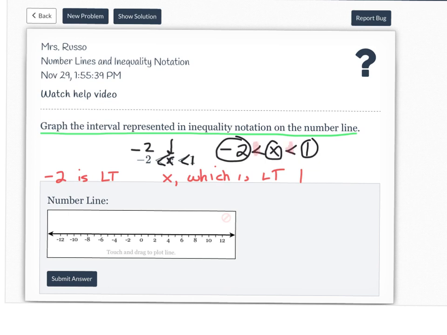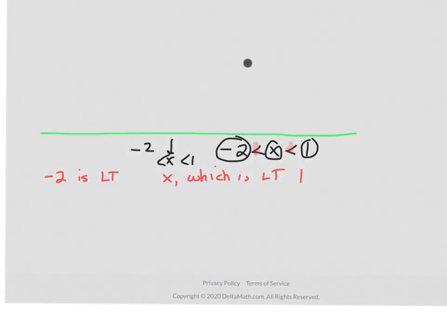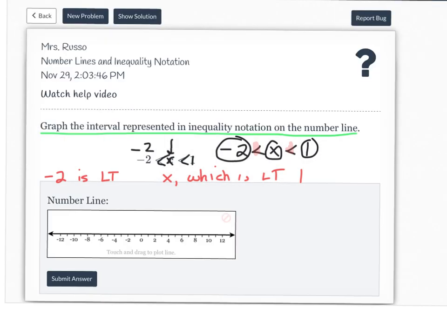So what's Delta Math asking us to do? It's asking us to put this on the number line. So we're going from -2 to 1 on the number line. But again, because it's strictly less than, I want to touch the screen, make sure I have the right open circles here. My iPad's not allowing me to do that right, but make sure you have the right closed circle or open circle.